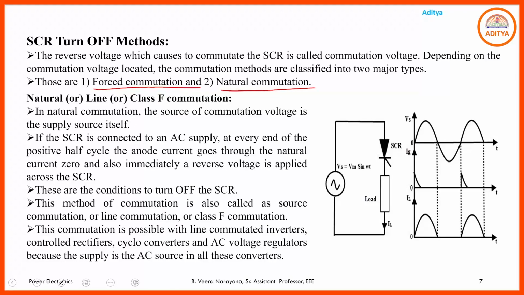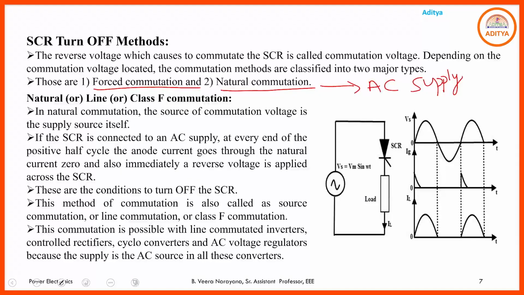So here where we use the natural commutation and where we use the forced commutation means, if the circuit is energized by the AC supply, then we use the natural commutation. This natural commutation is used whenever the circuits are energized by the AC supply, like in phase controlled rectifiers, AC voltage controllers, cycloconverters. There the circuits are energized by the AC supply. For that applications we use the natural commutation.